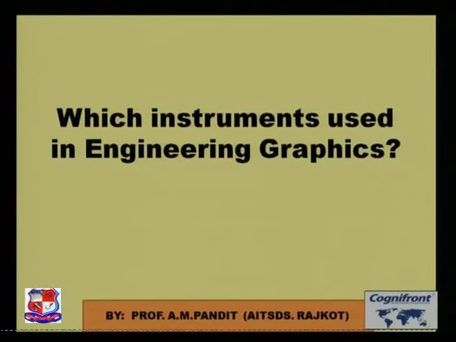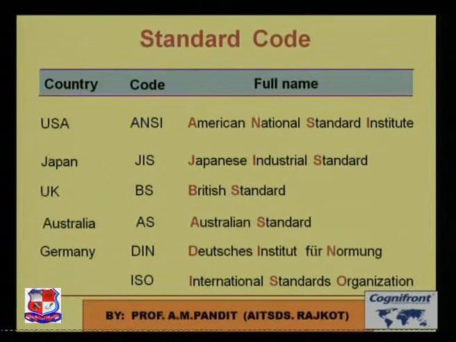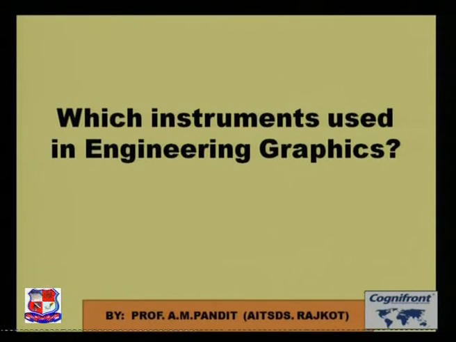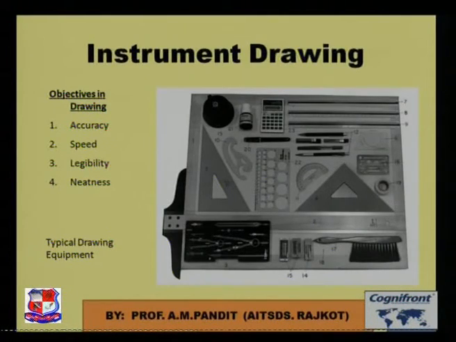Now we have seen what the different standards are. Now we need to check what kind of different instruments we can use to draw the drawings. Which instruments are used in engineering graphics? These are the instruments. What are the objectives of the drawing instruments? First, for the accuracy. Second is for the speed. Third, for the legibility. And fourth one is the neatness.